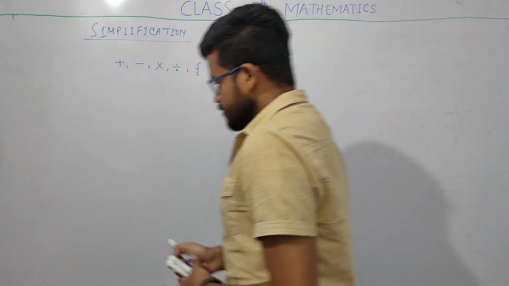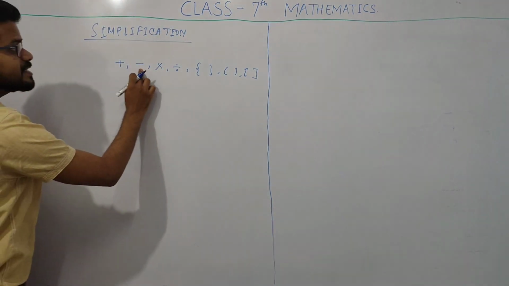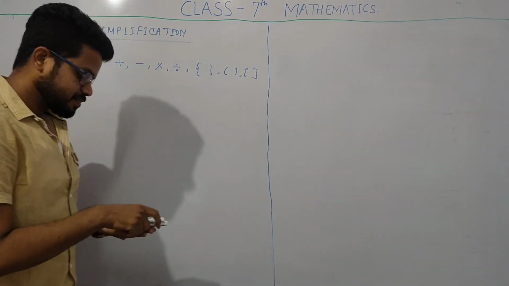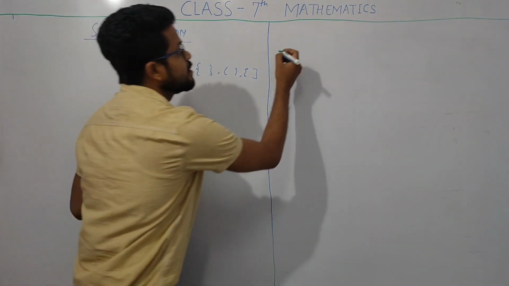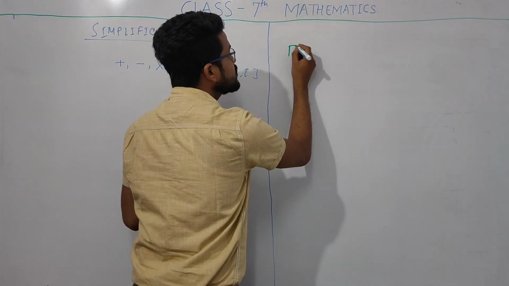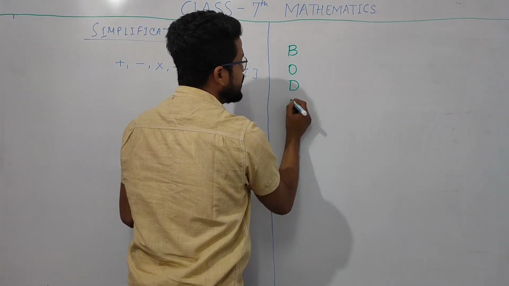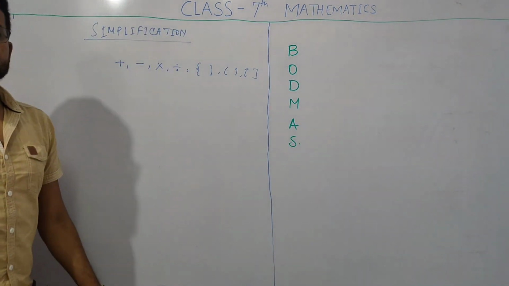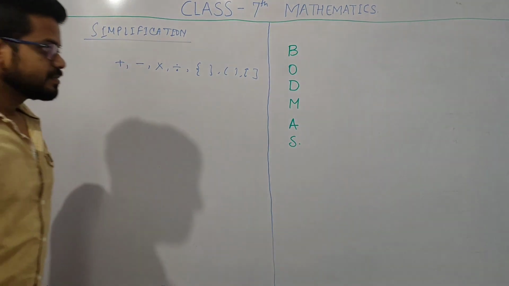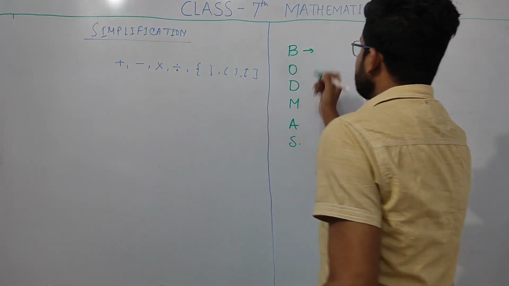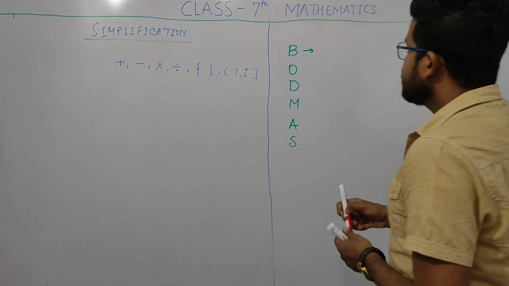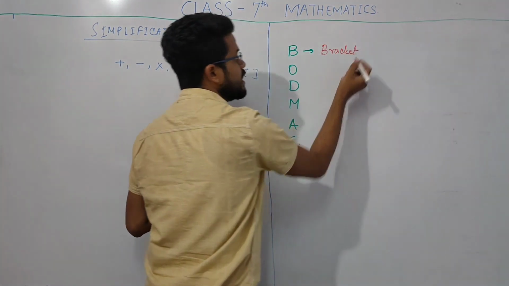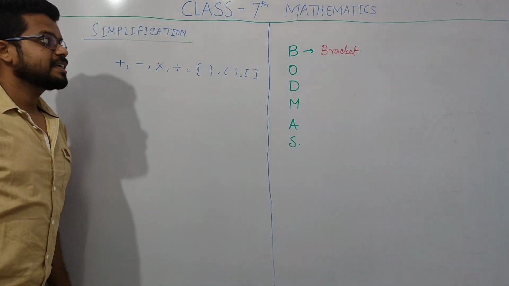So how do we solve a simplification problem? There is one rule which is called the BODMAS rule. So this is B. B is bracket.